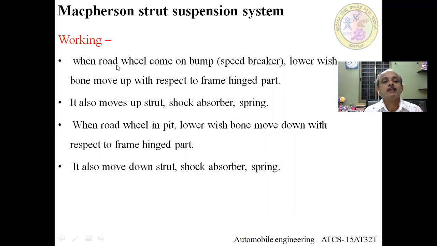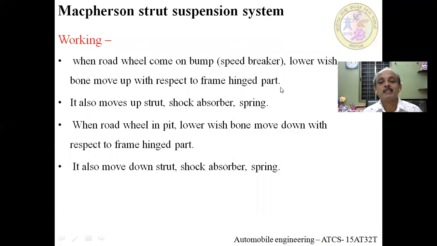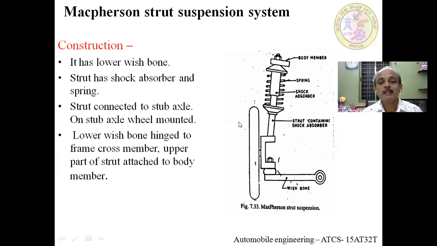So when the road wheel comes on a bump or speed breaker, the lower wishbone moves up with respect to the frame hinged part. You can see here this lower wishbone will move up with respect to the frame hinged part. That is the first. It also moves up the strut, shock absorber, and spring. We can see here, when it moves up, the strut shock absorber also moves.